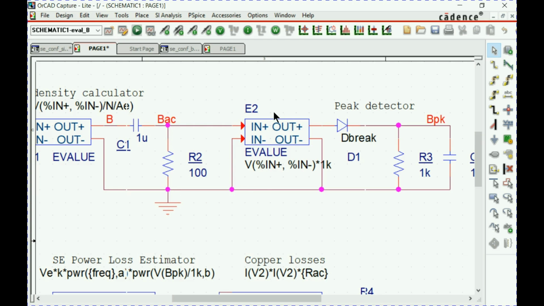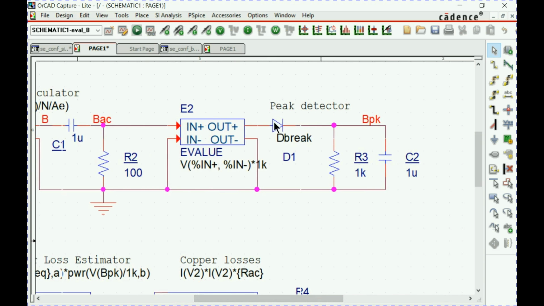In order to get the peak value, I've put here a peak detector. Now there is an issue here because there is a voltage drop on this diode, and therefore you may not get the exact peak value. In order to overcome it, I've amplified this signal 1000-fold. So this is the high voltage going to be here.